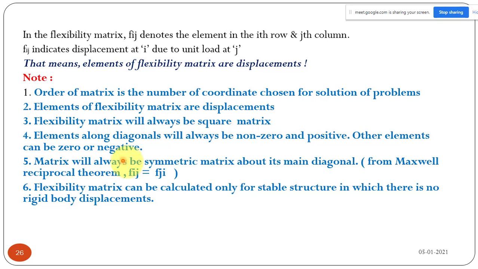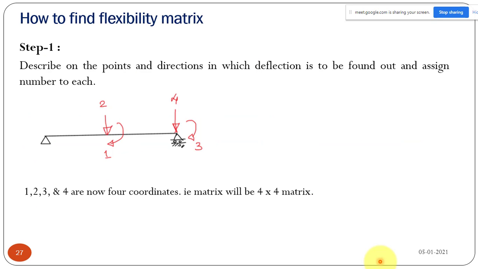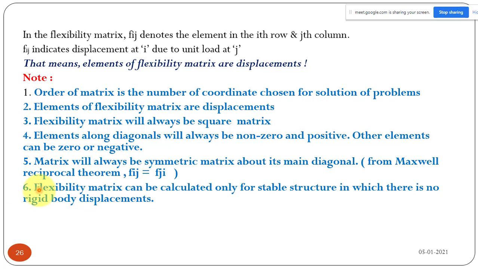The matrix will always be symmetric about its main diagonal, which we get from the Maxwell reciprocal theorem. Fij will always be equal to Fji. So you can say that your flexibility matrix will always be symmetric. The flexibility matrix can be calculated only for a stable structure in which there is no rigid body displacement. Whatever we are applying is applicable only for a stable structure, so by default that condition will be satisfied automatically.